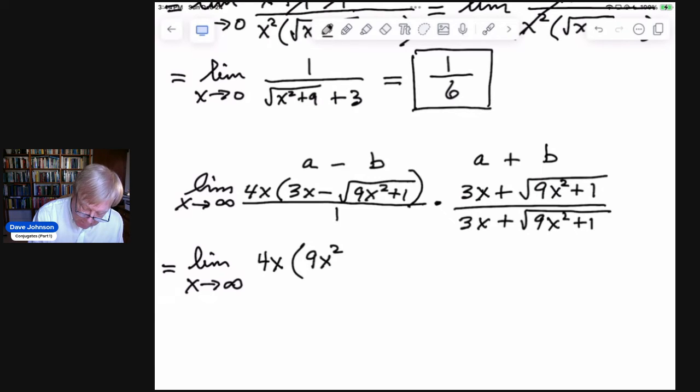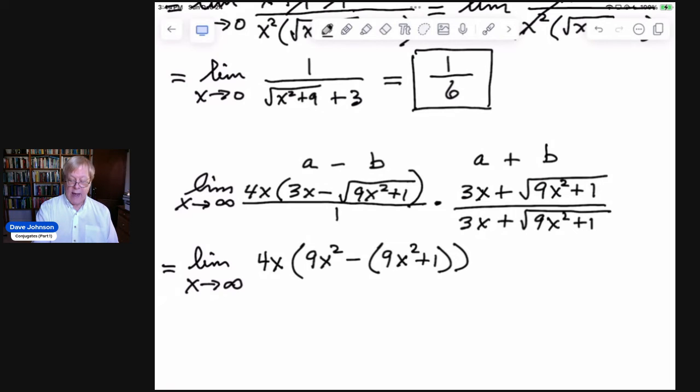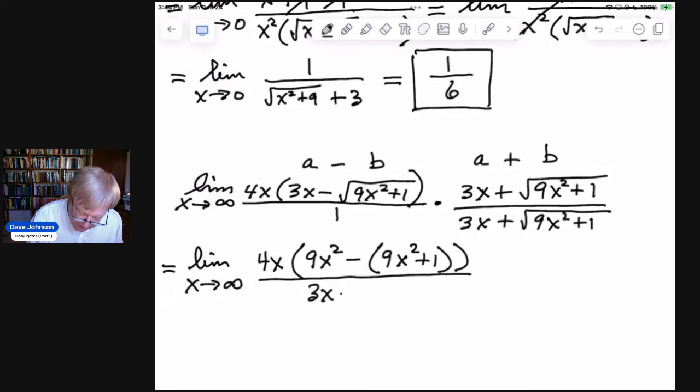And then minus the quantity. Now you've got to be a little careful, put that in parentheses. You're going to square the radical, so you're going to get 9x squared plus 1 because you're squaring the radical, so the radical goes away. And then downstairs, you still have what you wrote before, the 1 times 3x plus the square root of 9x squared plus 1.